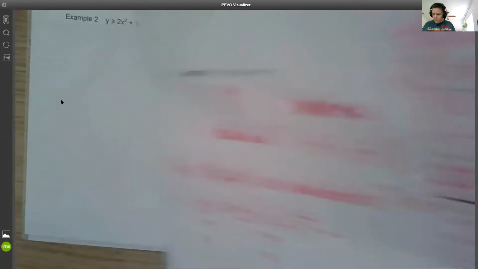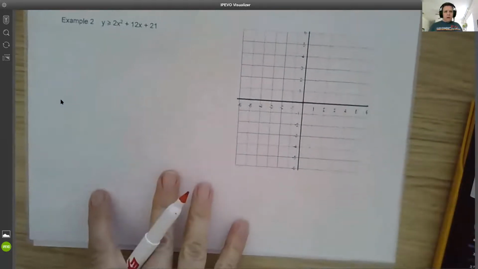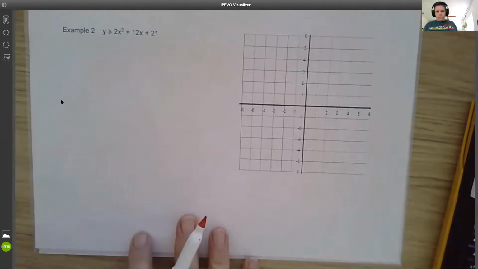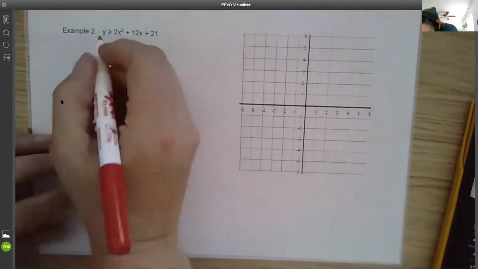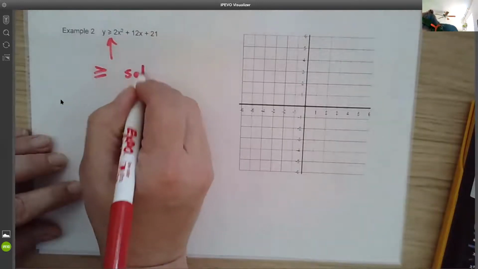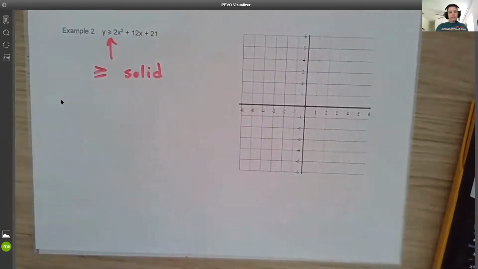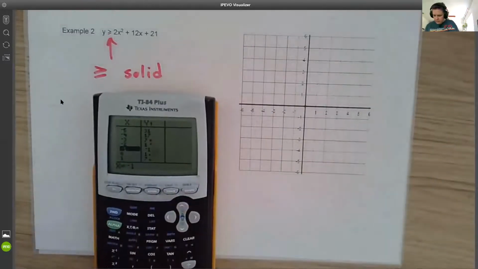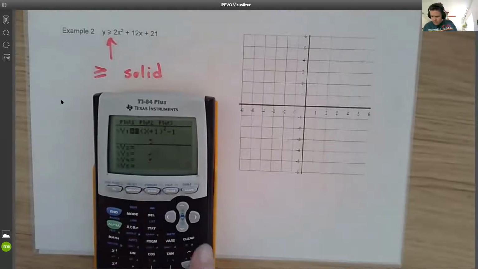Here's another example. y is greater than or equal to 2x squared plus 12x plus 21. This time, since I have greater than or equal to, I'm going to use a solid line when I draw that curve. Let's put this in our calculator and see where our vertex is and get us a couple of points.